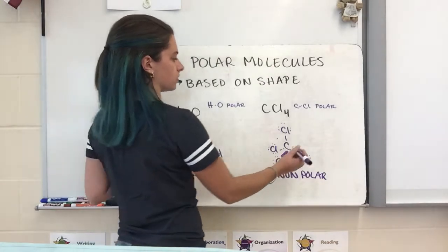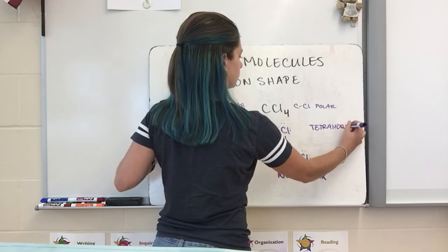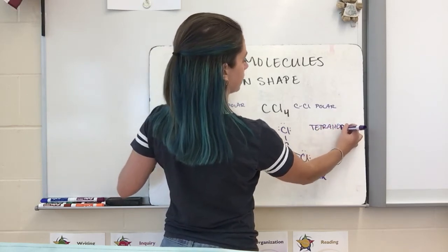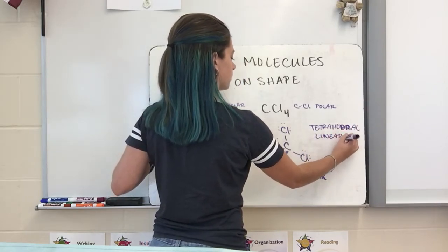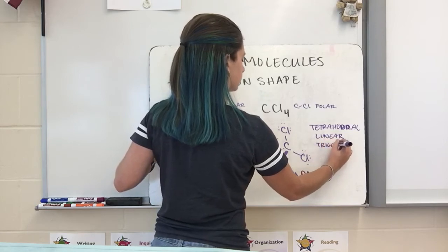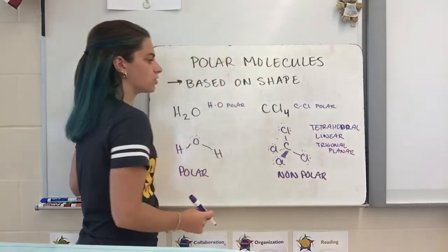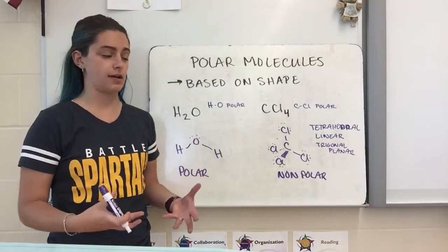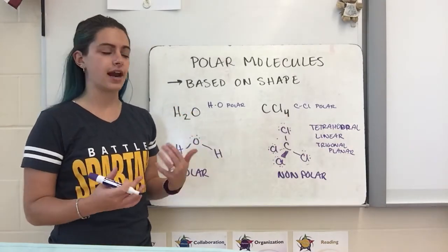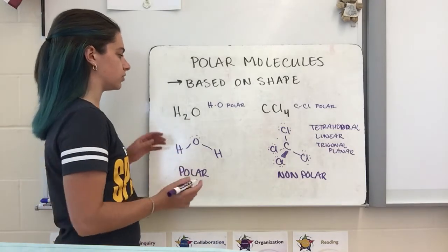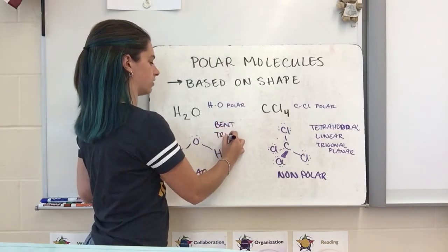So our nonpolar molecules are going to be our tetrahedral, our linear molecules, and our trigonal planar. Those are all of our evenly balanced molecular shapes. In all of these shapes, there's an equal distribution of the atoms around the central atom. Our polar molecules are going to be our bent molecules and our trigonal pyramidal.